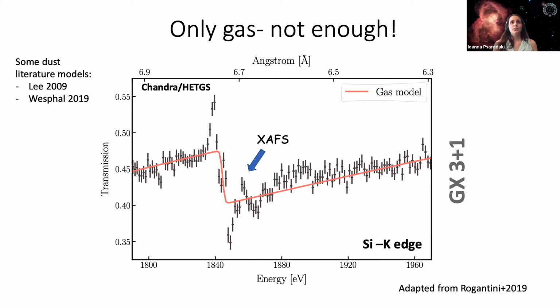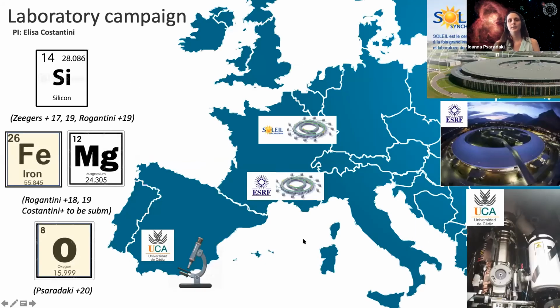So in the literature, there were some models of dust. However, what we needed is a concrete, self-consistent model that accounts for all the photoabsorption edges and for many different chemical compositions of dust. So we can study the chemistry of interstellar dust with much more freedom. And for this reason, we went to the laboratory.